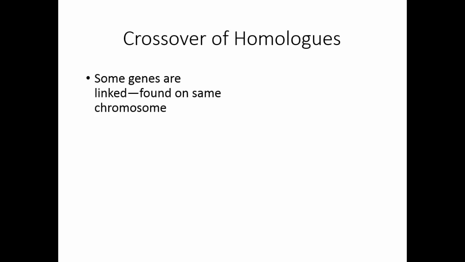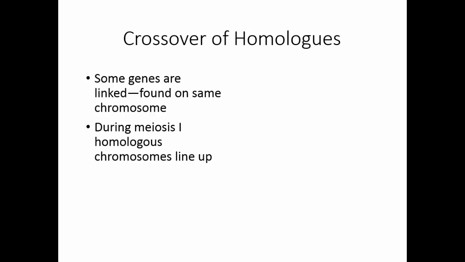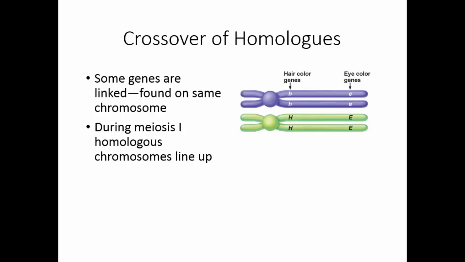Some genes are linked, that is, they're found on the same chromosome, so they're always inherited together. During meiosis I, the homologous chromosomes line up on the equator, so that we have 4 chromosomes lined up together. This is sometimes referred to as a tetrad. Now in this particular instance, hair color and eye color genes are on the same chromosome, so they would always be inherited together. This particular chromosome carries recessive genes for both hair color and eye color, and this chromosome carries dominant genes for hair color and eye color.